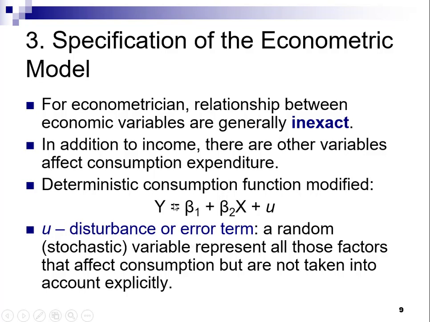Here we can say that y, the dependent variable, is consumption, beta 1 is the intercept, beta 2 is the slope of x, our income, plus error term. Error term is a random variable or stochastic. X is fixed. Because of this, the error is random plus fixed, so the dependent variable will be random.